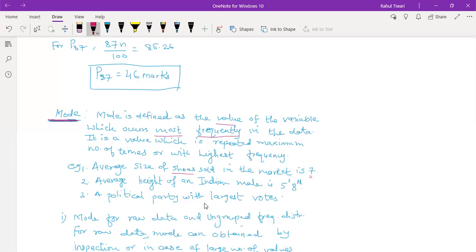Similarly, the average height of an Indian male is approximately 5 feet 8 inches, right? You can understand this average height; you may also visualize that the height of that person is always 5 feet 8 inches. Just a minute.